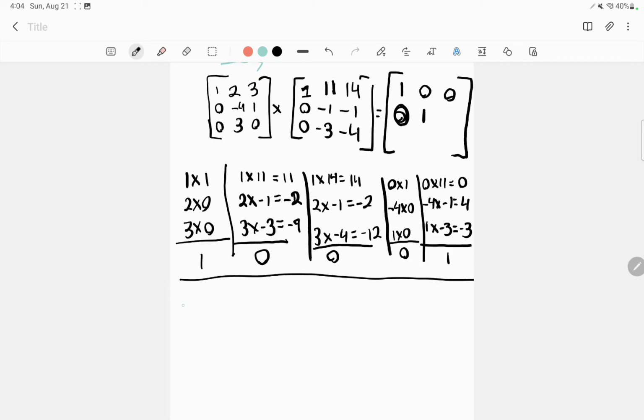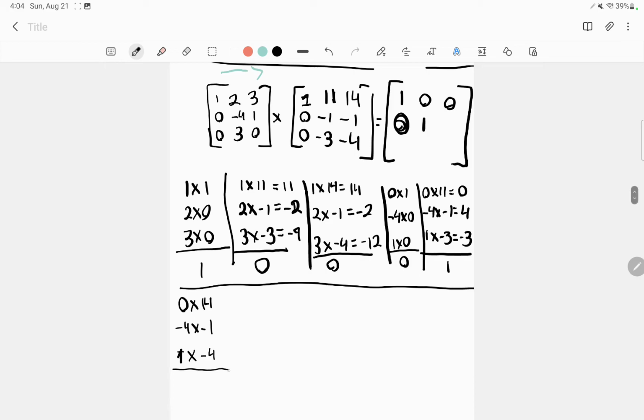Okay. I'm going to start with 0 again. But now I'm going to multiply to 14. I'm going to get negative 4. Multiply with negative 1. And finally, 1 times negative 4. Okay, let's see what we get. We get 0. We get positive 4. We get negative 4. So far, so good. It's 0. Alright. It can still be an inverse, but like we said, we have to check every single answer.